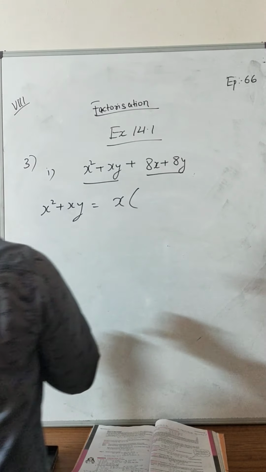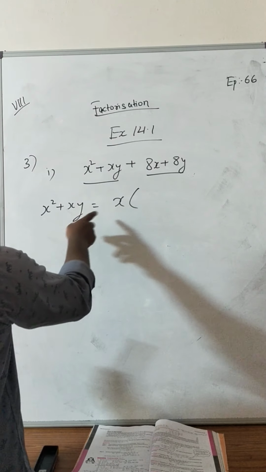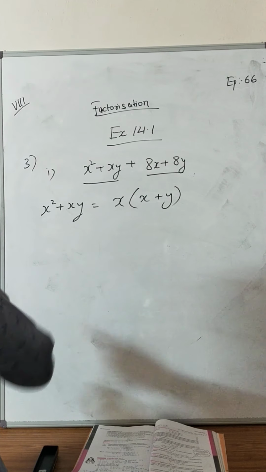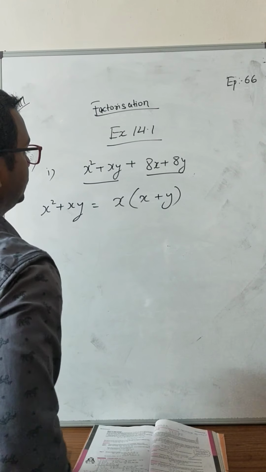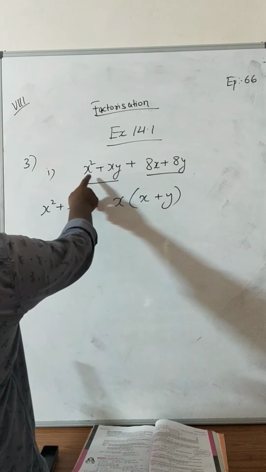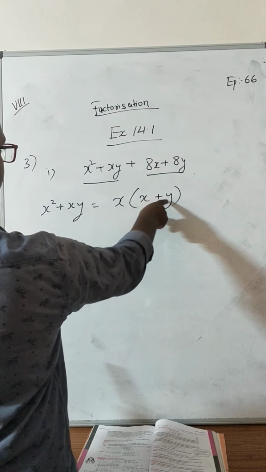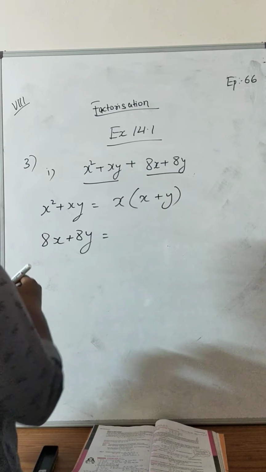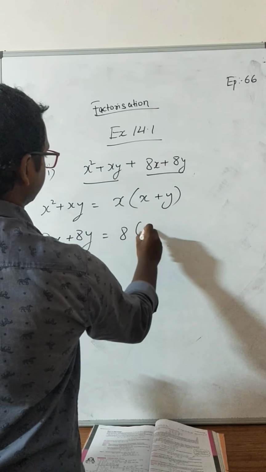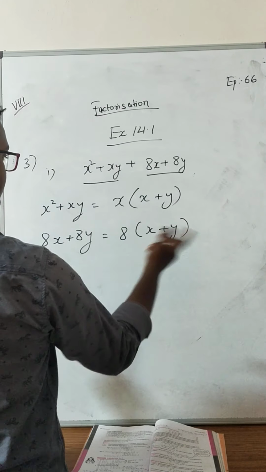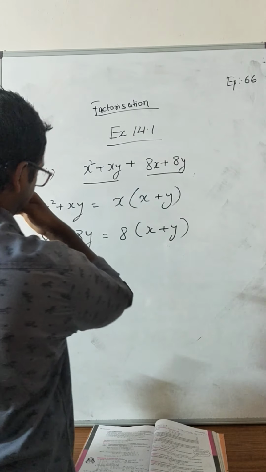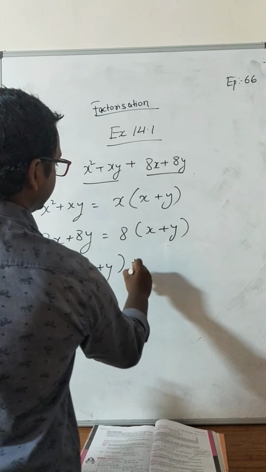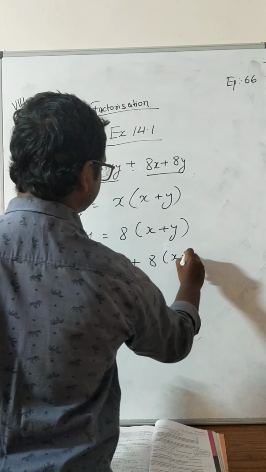So when we take x as common, what is left here? x square is x into x, so one x is left. Here one y we will get. So from x square plus xy, our answer is x in the bracket x plus y. Just expand and see whether we are getting the same answer. x into x, x square. x into y, xy. So our answer is right. Next, 8x plus 8y. From 8x plus 8y, we can only take 8 as common. When we take 8 as common, we will be left with x plus y. Just check once again. 8 into x, 8x, 8 into y, 8y. Now our answer is x in the bracket x plus y plus 8 in the bracket x plus y.